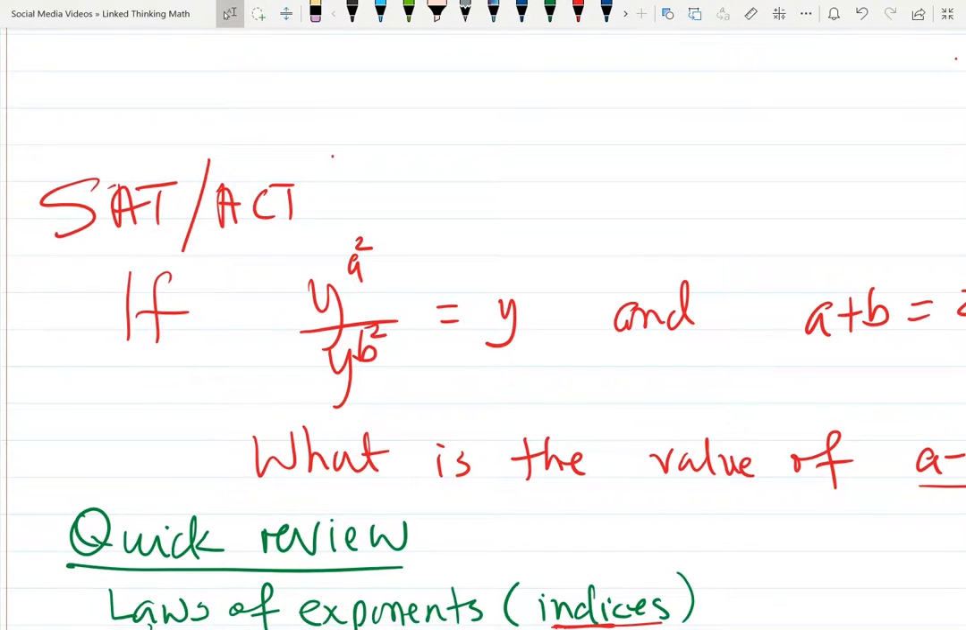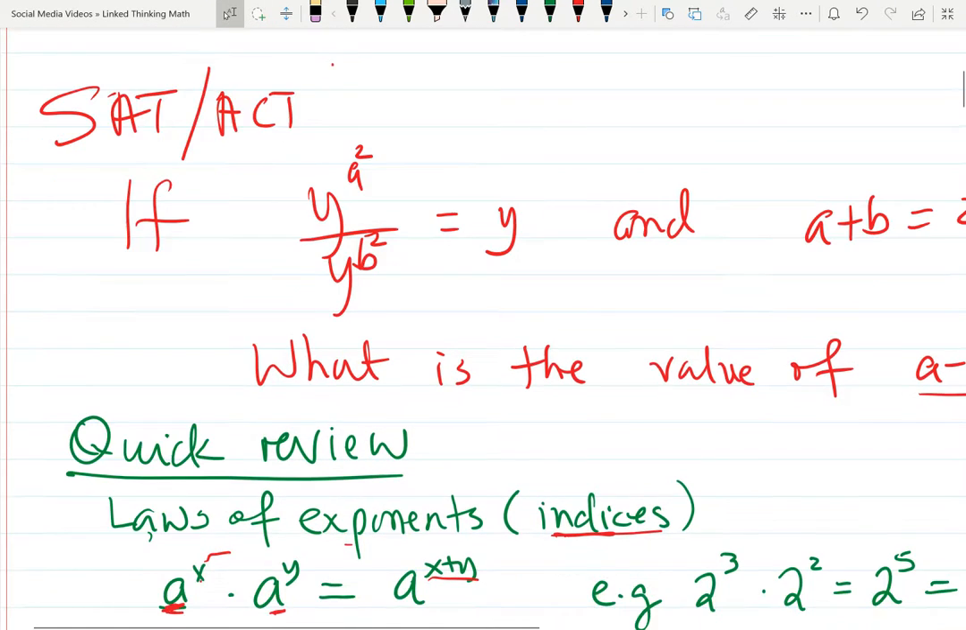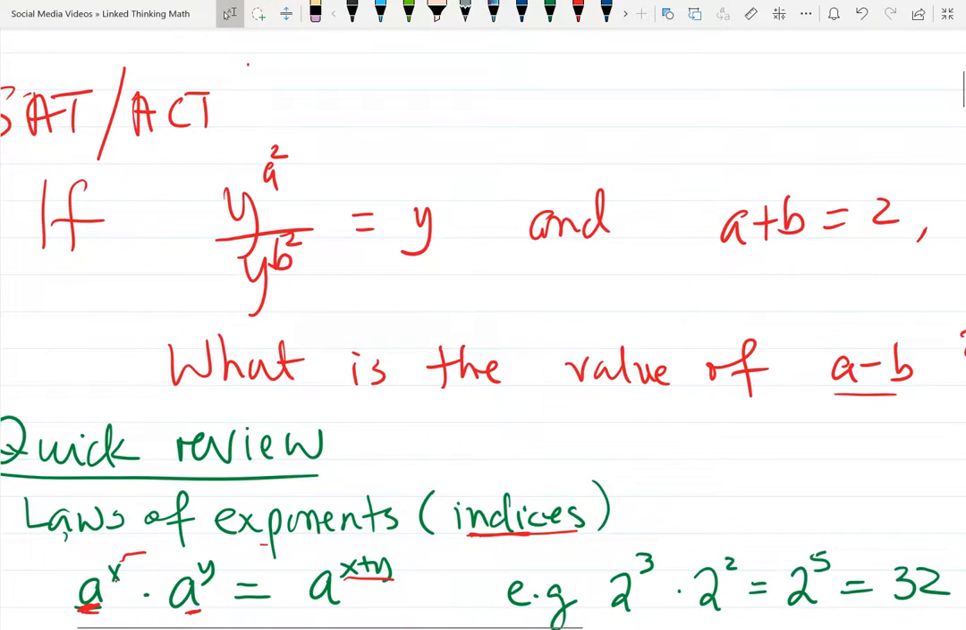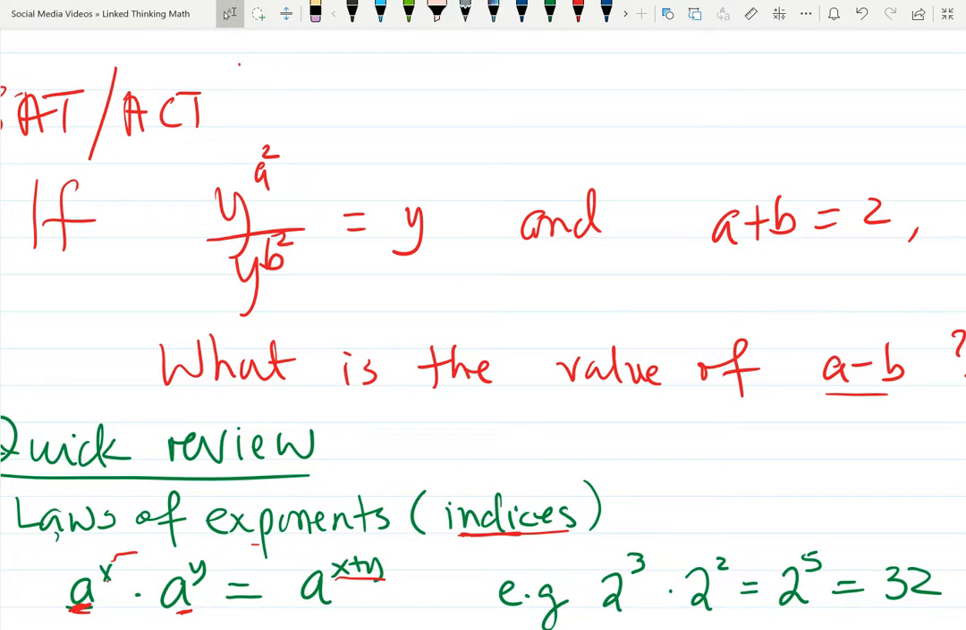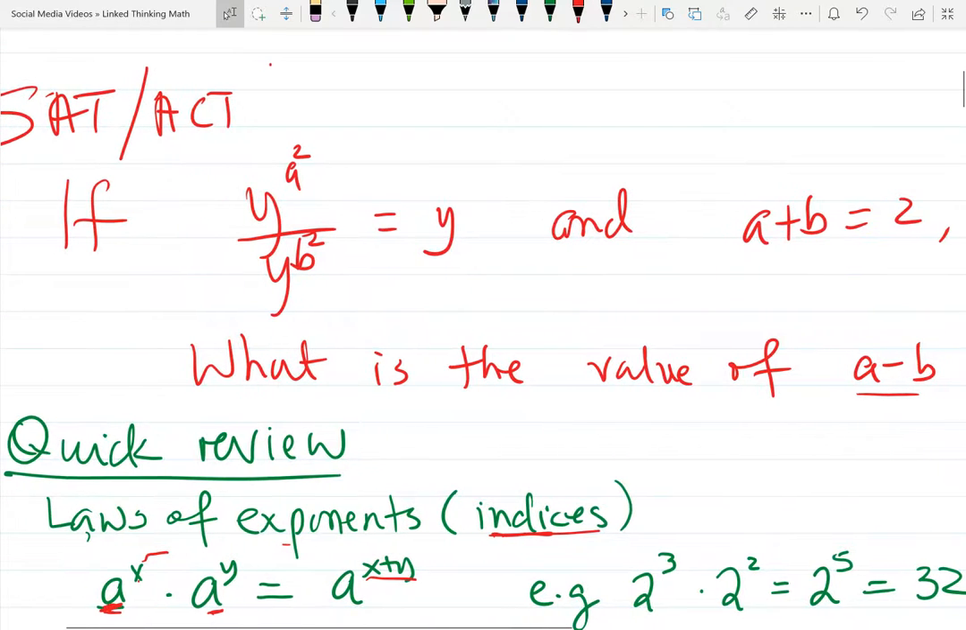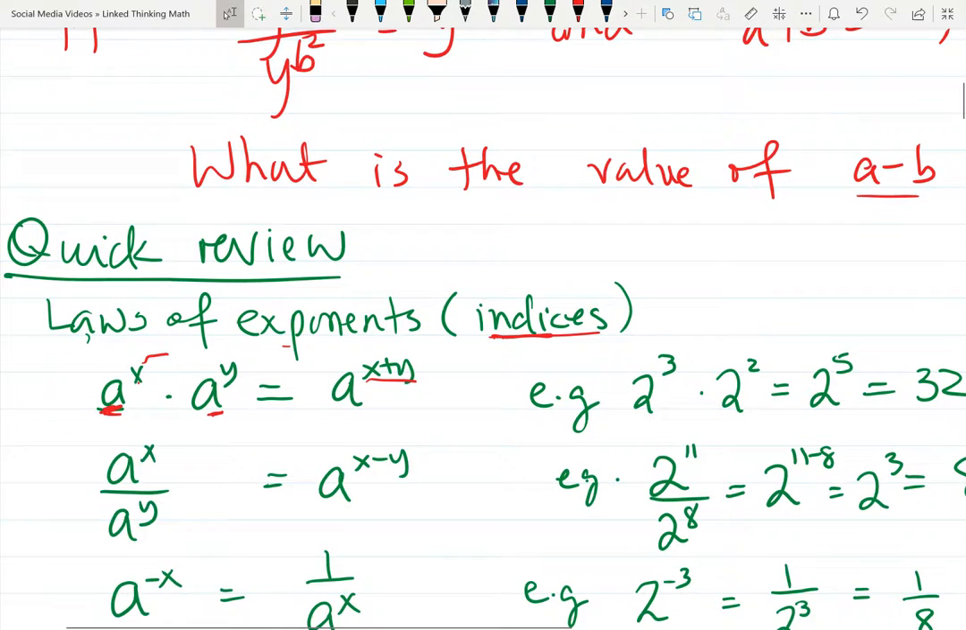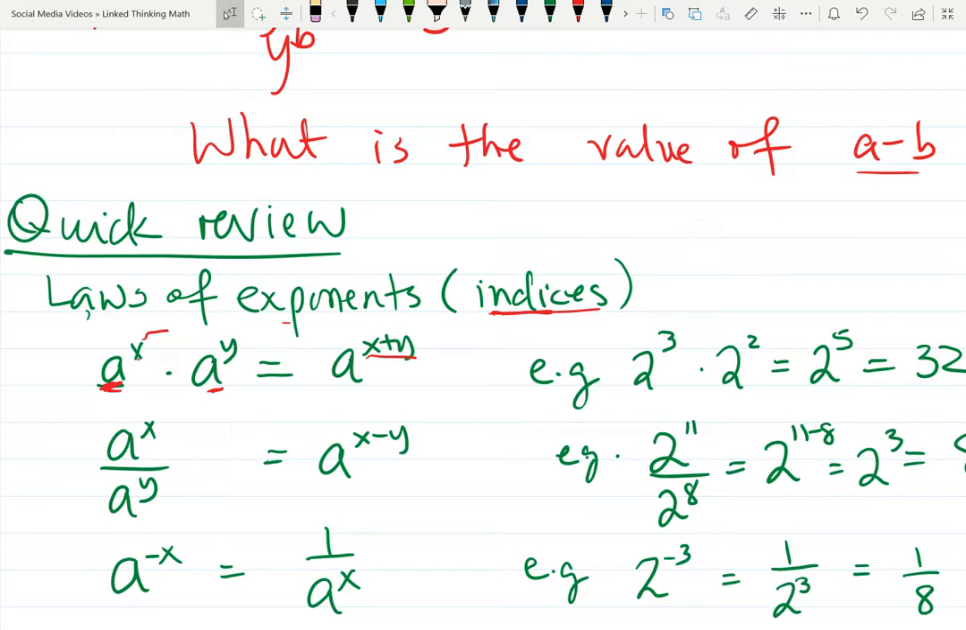Okay, let's do some linked thinking. Here's today's challenge. We have if y to the power a squared over y to the power b squared equals y, and a plus b equals 2, what is the value of a minus b? Okay, if you can, try it. If not, let's do a quick review and then let's try and solve this problem together.